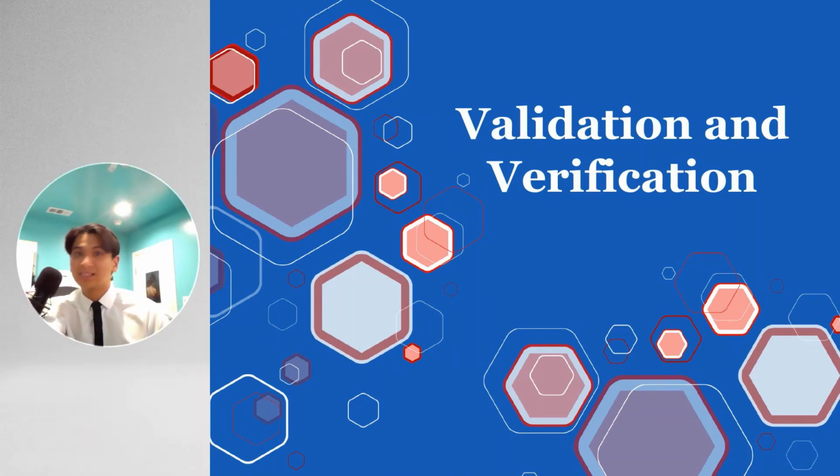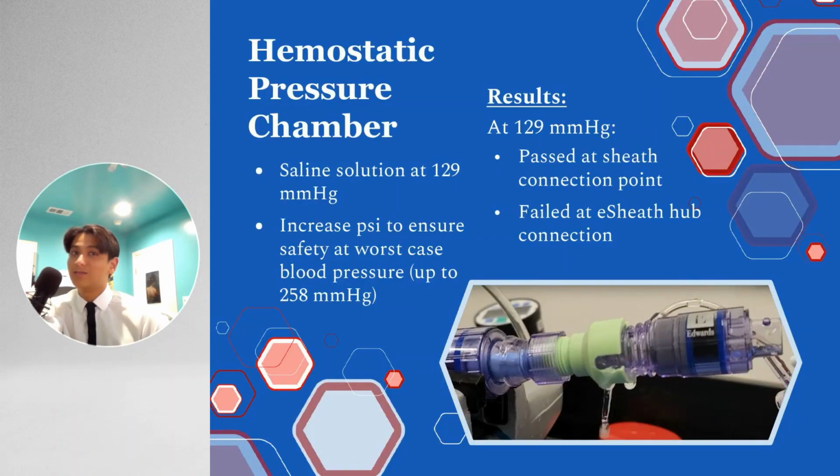All right, thank you, Gabby. So I'll be going over validation and verification. For our first test, we would have the hemostatic pressure chamber. We would take a saline solution at 129 millimeters of mercury and increase the pressure up to about 258 millimeters of mercury to test if there would be any blood leakage. In this first test, we would pass at the sheath connection joint, but actually fail at the E-sheath hub connection. So you can see the leakage on screen.